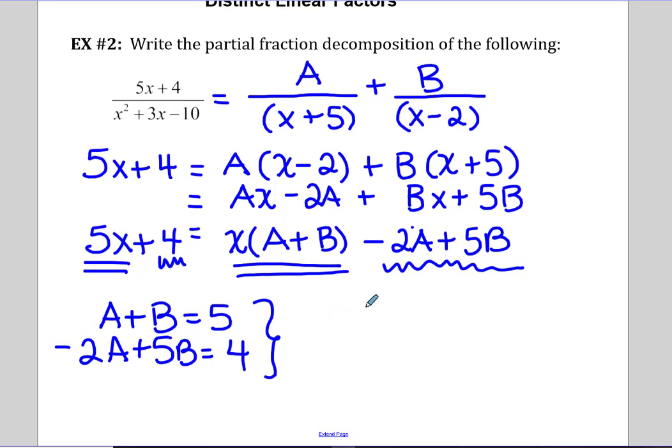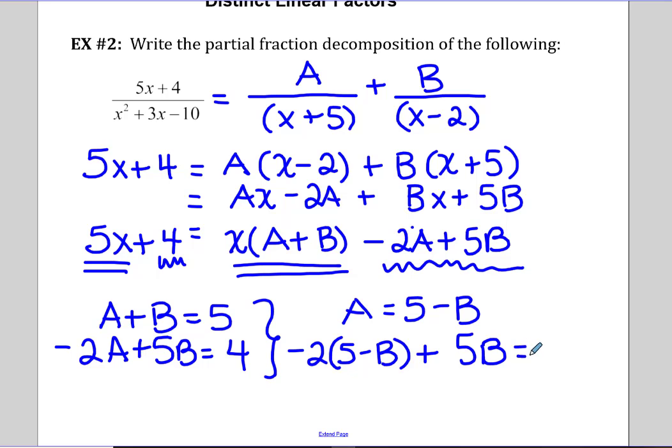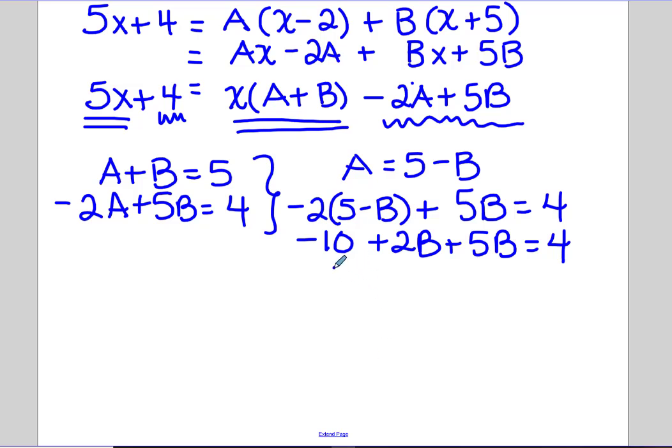And using that idea, if a is equal to 5 minus b, then we can substitute into equation a, and negative 2 times our substitute for a is equal to 4. So negative 10 plus 2b plus 5b is 4. So 7b is equal to 14, and b is 2. And if b is 2, then a must be 3.